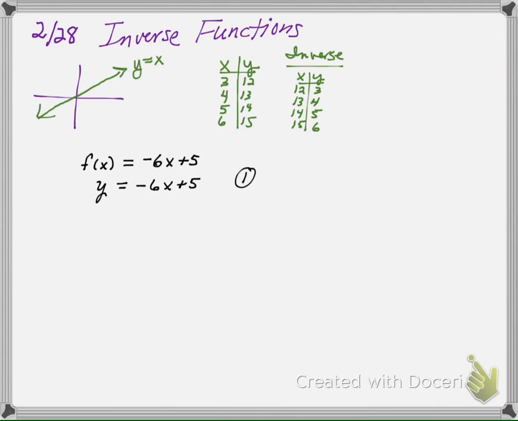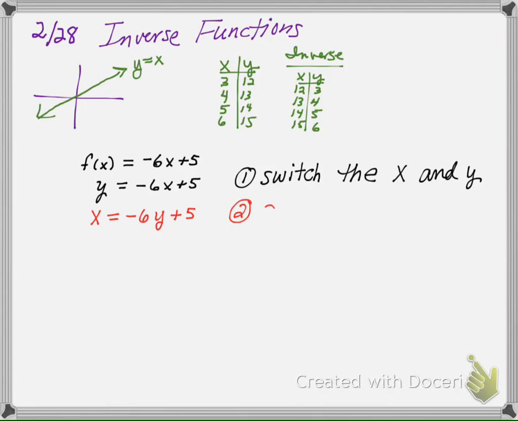Step 1. I know this should not be a shocker to anybody, but we are going to switch. What do you think we're going to switch? What have we been switching so far today? Yeah, we're going to switch the x and y. So we're not going to switch the whole term. Just wherever you see a y, you're going to write an x. And wherever you see an x, you're going to write a y. So we're going to write x is equal to negative 6y plus 5. So that's step 1.